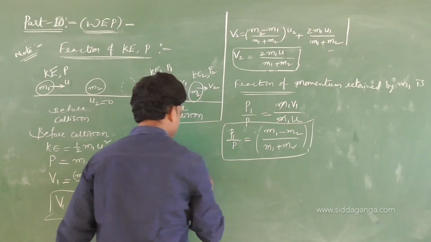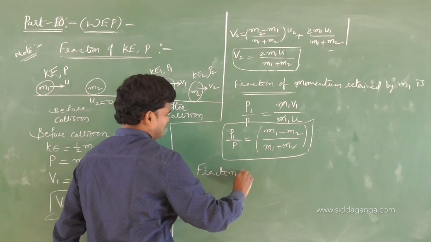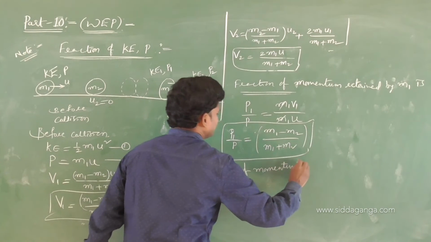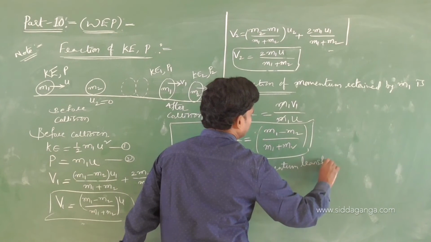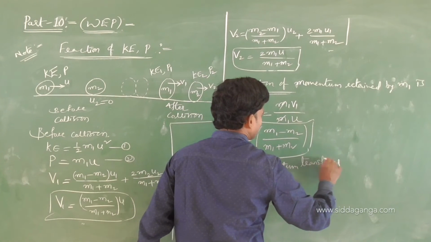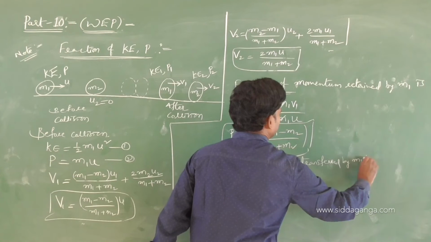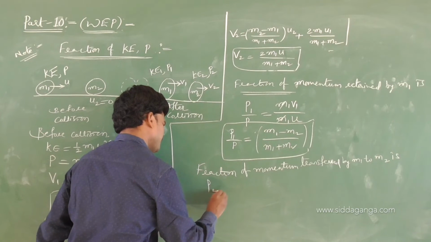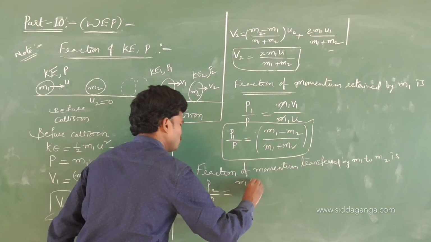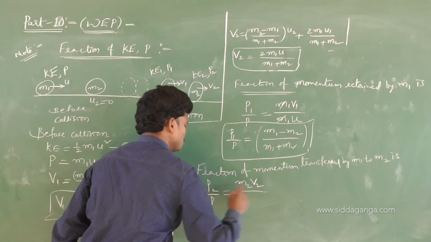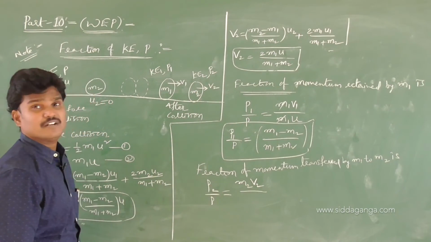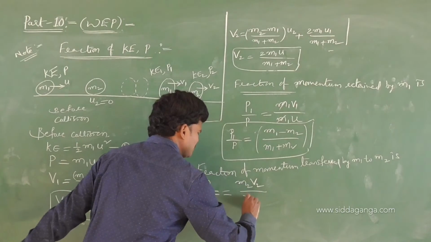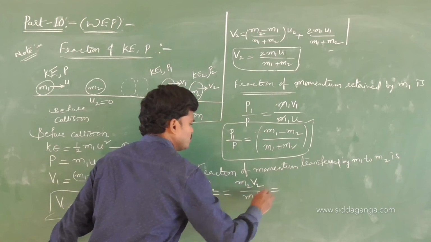Similarly, fraction of momentum transferred by m1 to the m2 is P2 by P. What is P2? m2 v2. P2 is the momentum of the second particle after the collision, m2 v2. P before is m1 u. m2 by m1.